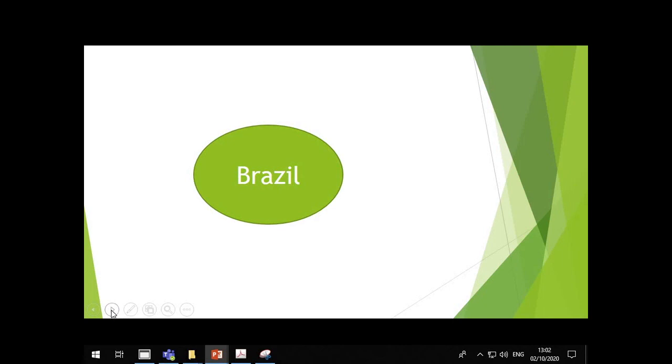Okay, so what we're going to do first is activate a bit of prior knowledge while also giving you a bit of support. So, in the middle of your page, I'd like you to write Brazil and please put a circle around it. We're going to be creating a mind map on everything you know about Brazil.